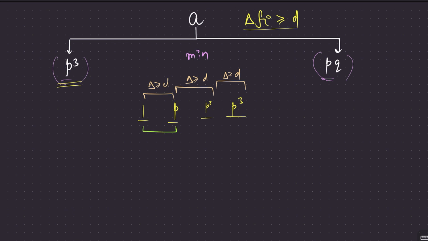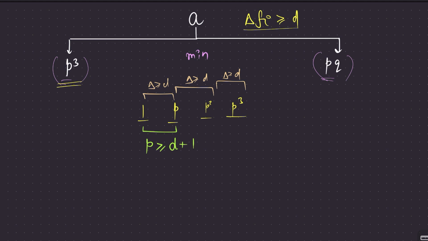The difference between 1 and P should be at least D. In other words, what it says is that P has to be greater than or equal to D plus 1, right? Because in the worst case, if P is equal to D plus 1, D plus 1 minus 1 is just D. So the difference between two factors of this number is still D.